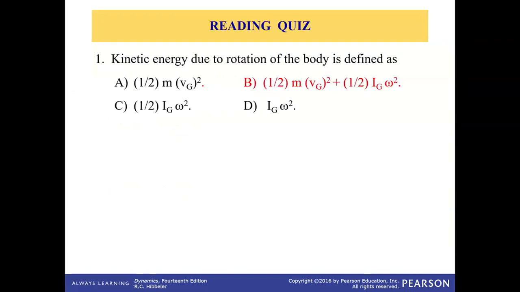So let's start with the quiz. Kinetic energy due to rotation of the body is defined as 1/2 m vg square plus 1/2 Ig omega square. So the correct answer is answer B.